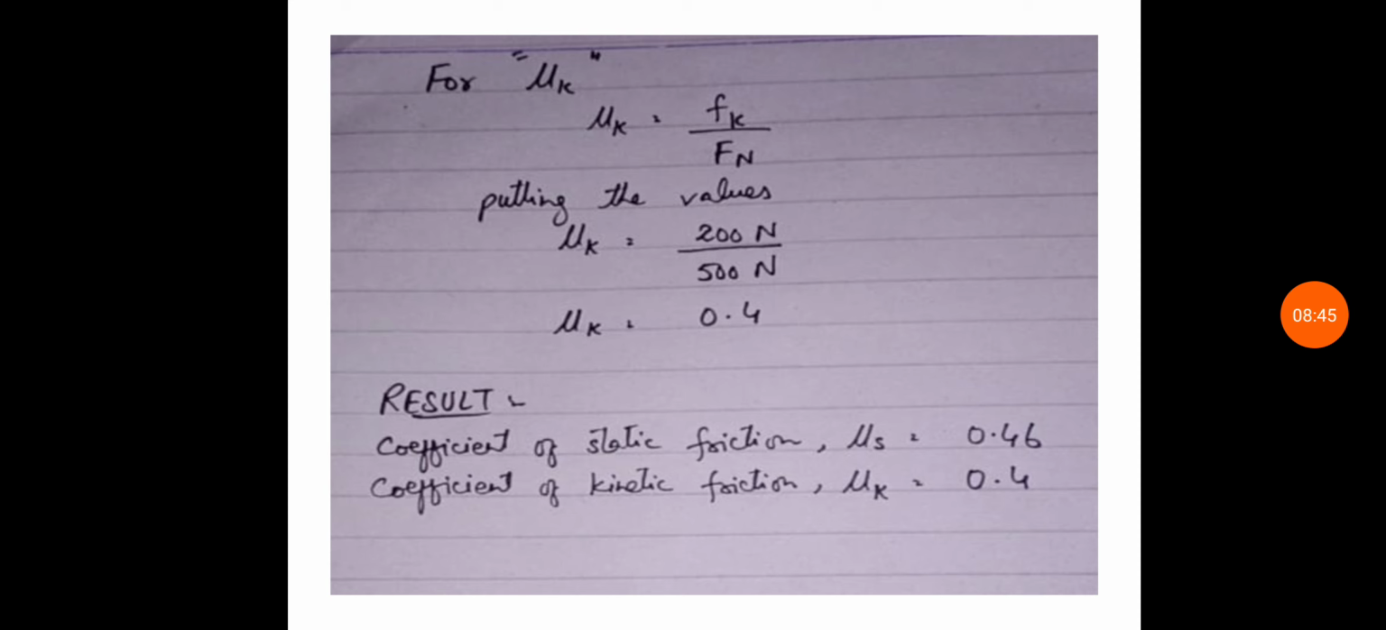In solution, we first find mu s equals Fs by Fn. By putting these two values, 230 divided by 500, we get 0.46. Now we find mu k equals Fk by Fn. By putting these two values, Fk equals 200 and Fn equals 500, by dividing 200 by 500, we get 0.4. Now the coefficient of static friction, that is mu s equals 0.46, and coefficient of kinetic friction mu k equals 0.4. It is our result.